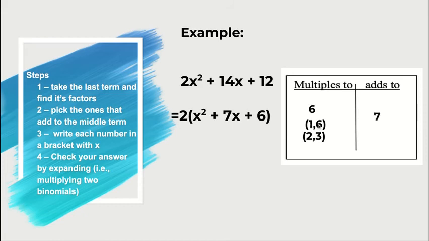Well, 1 plus 6, that equals 7. 2 plus 3, that equals 5. So our answer here is the 1 and 6. So we're going to change just this inside to have the brackets with the 1 and 6. So we leave the 2 out the front, and I've got x plus 1, x plus 6.